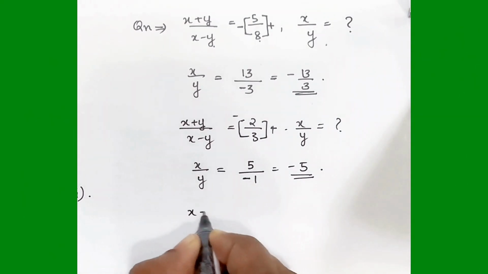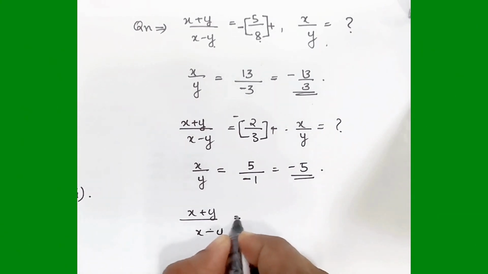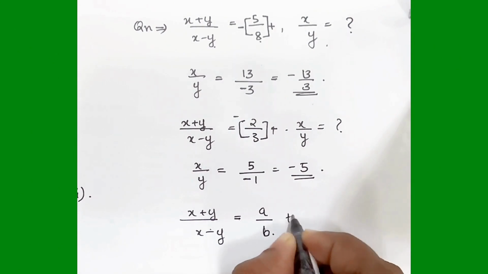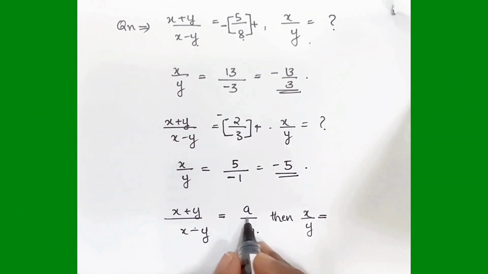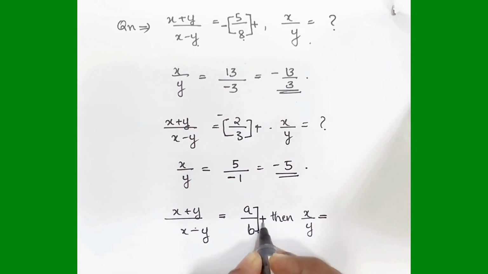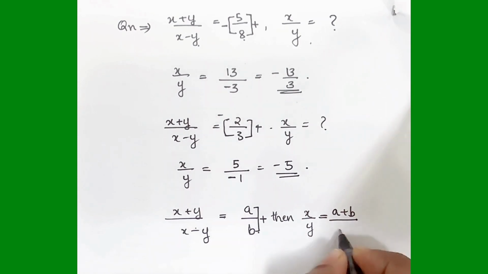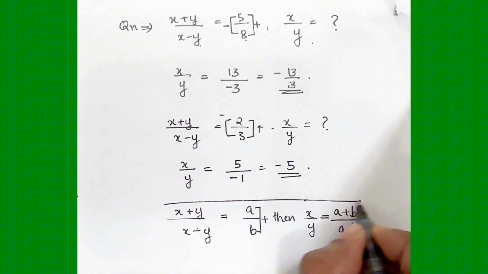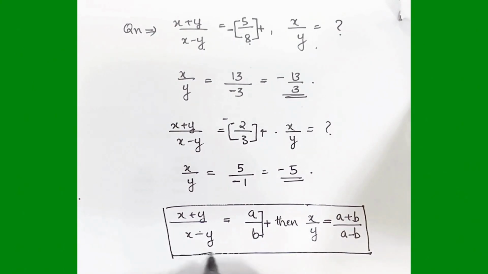Therefore, for any expression of this form, (x + y)/(x - y), if it is equal to a/b, then to calculate x/y, just add and subtract the numerator and denominator. Therefore, to find the numerator, just add a plus b. So we have a plus b divided by, to find the denominator, subtract a minus b. And this is also an easy trick to help save our time during many examinations.